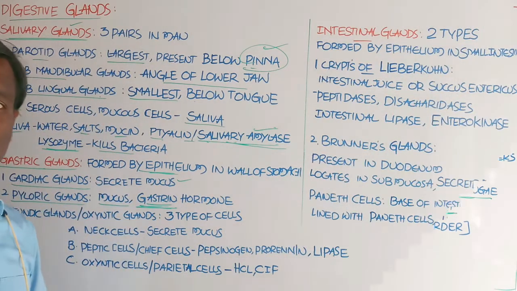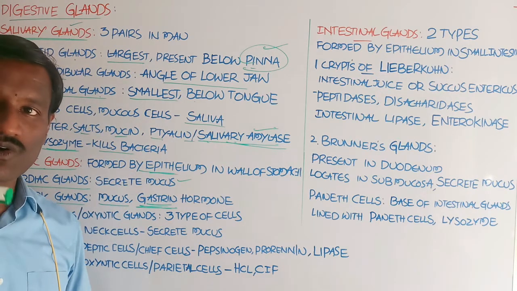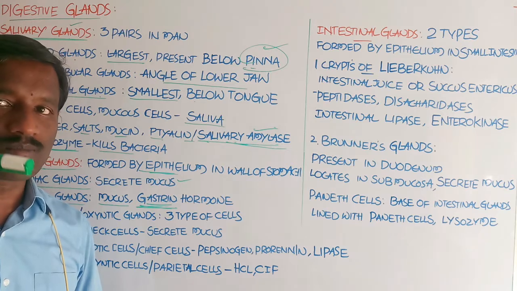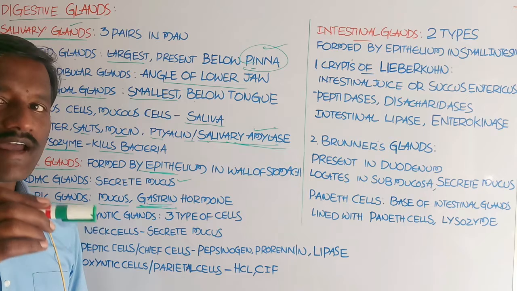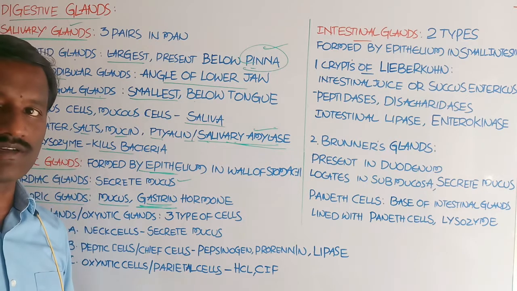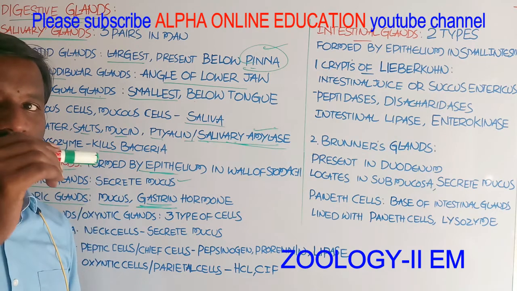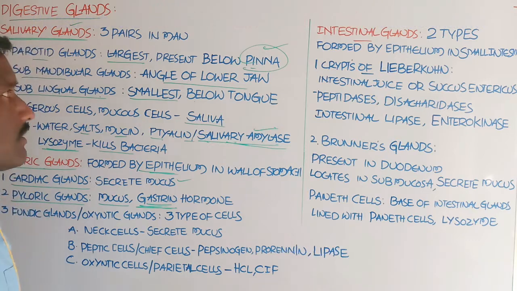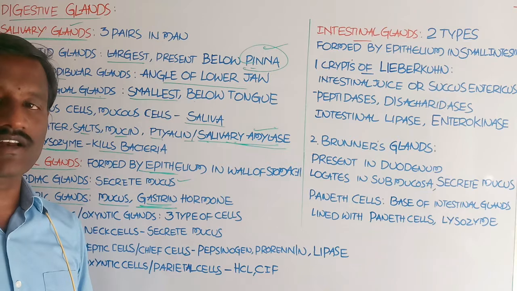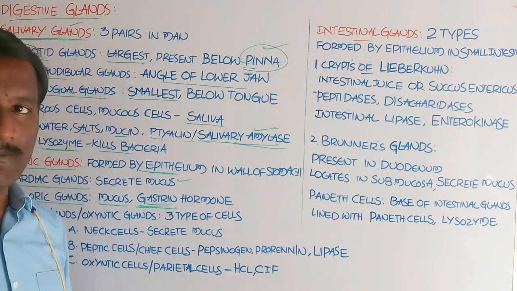Okay students, I am going to discuss digestive glands. Digestive glands are located at different parts of the alimentary canal and help in the digestion of food particles. Digestive glands secrete juices that help in the digestion of food particles, and include salivary glands, gastric glands, intestinal glands, and also the liver and the pancreas.